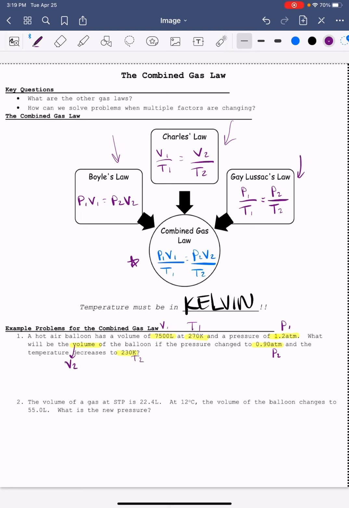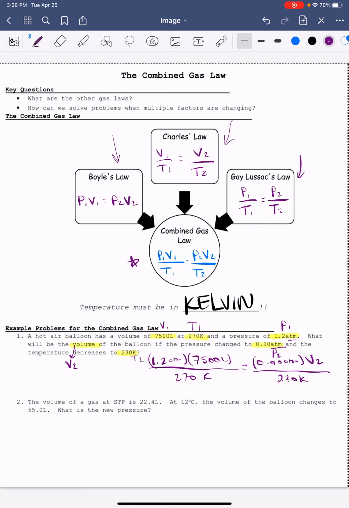Let's check our units. Volume needs to be in liters, temperature Kelvin, and then pressure, as long as it's in the same unit, and I see they're both in atmospheres, we are okay. We don't need to do any additional conversions. So let's calculate the new volume of the balloon once the pressure and temperature have been changed. So P1 is 1.2, that's atmospheres, and then V1 is 7,500 liters, and that's over 270 K equals, okay, P2 is 0.90. I'm solving for V2, and then that is over 230 Kelvin.